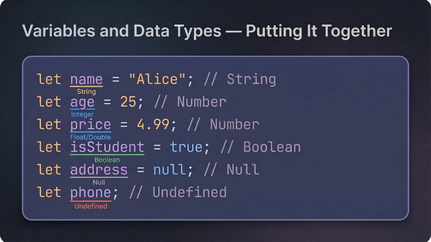Notice how each variable has a different type based on the value assigned to it. JavaScript is what's called a dynamically typed language. You don't have to explicitly declare the type. JavaScript figures it out from the value. But that doesn't mean types don't matter. They absolutely do, and understanding them prevents a huge class of bugs in your programs.